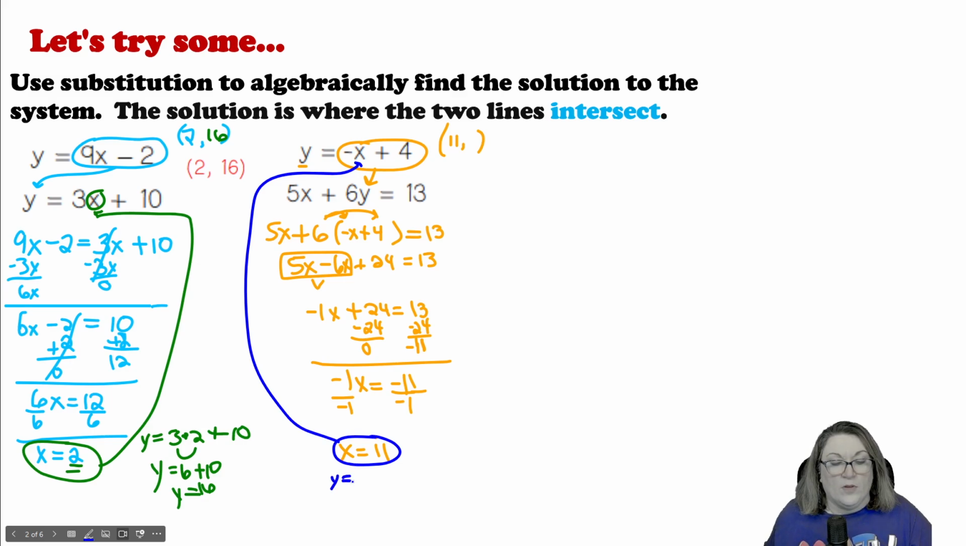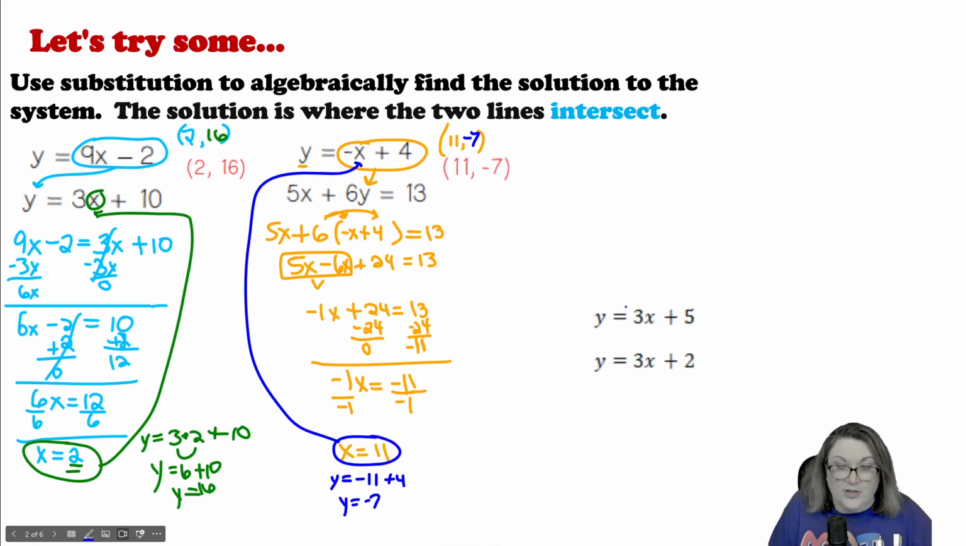It's going to be y equals negative 11 instead of negative x plus 4. And negative 11 plus 4 is negative 7. So our answer for this should be 11, negative 7. Let's see if we're right. Yes, we are right. Okay, so let's try another one.